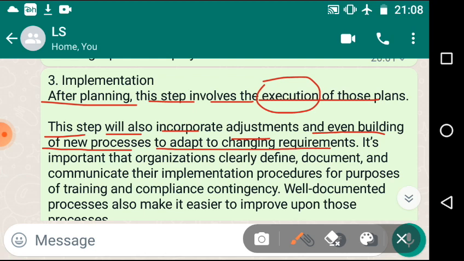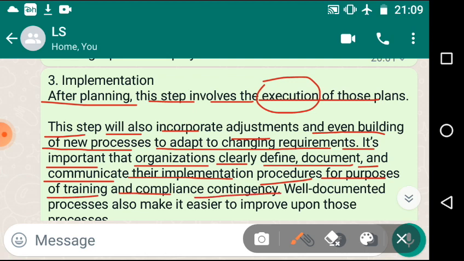Then comes the third step, that is called implementation. In implementation, after planning, this step involves execution of those plans. Not only do we have to make plans, but we have to put that plan into effect. So we have to execute those plans. This step will also incorporate adjustment and even building of new processes to adapt to changing requirements.